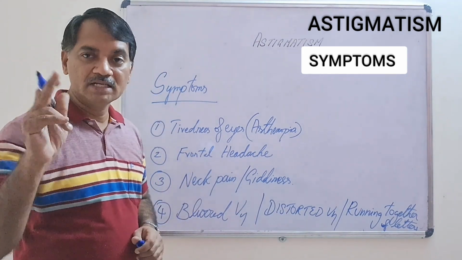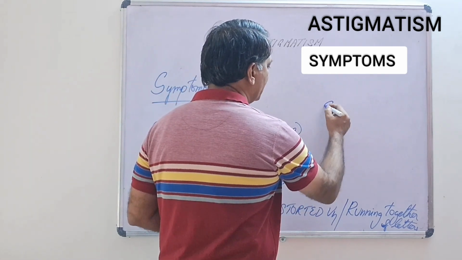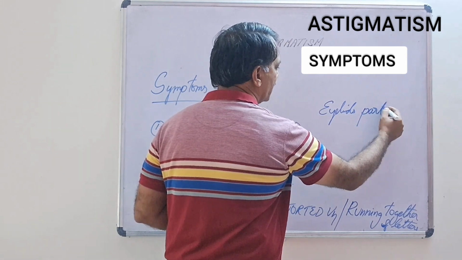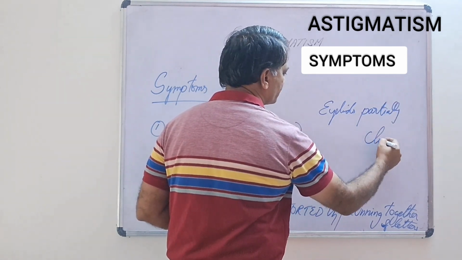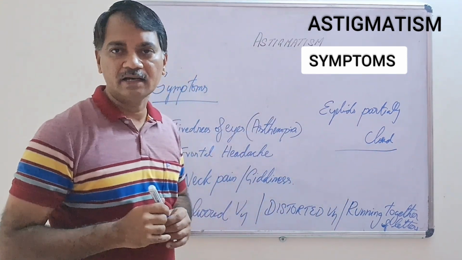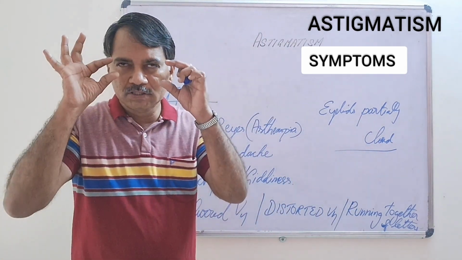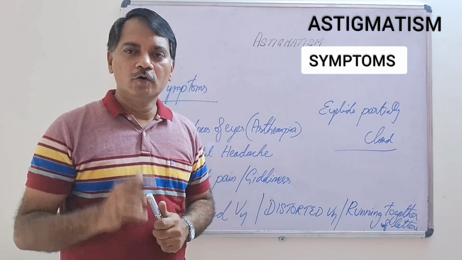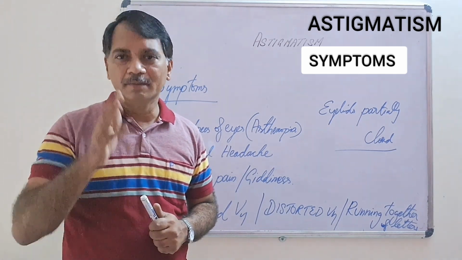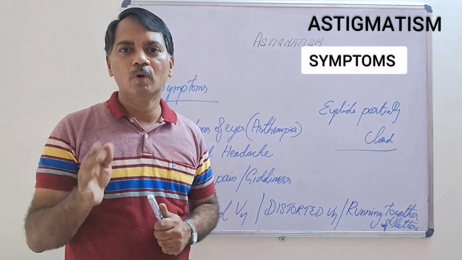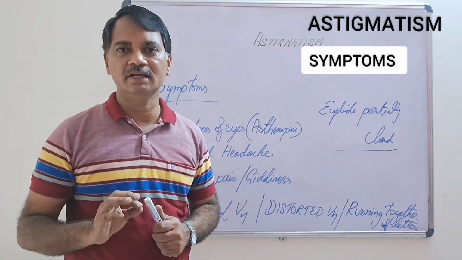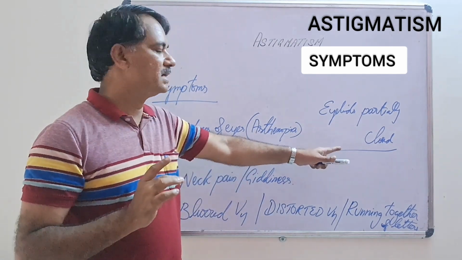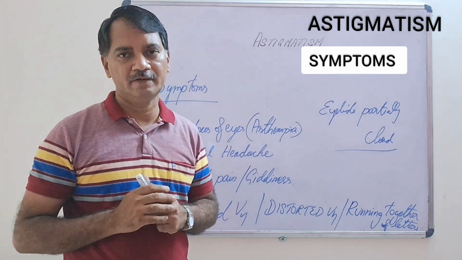Apart from that, you can see these patients having the eyelids partially closed. That is slit-like eyelids. So they will keep their eyes closed with a small opening and they will be seeing things. By doing so, they are cutting away one meridian of light rays and using only another meridian to see clearly. So that is slit eyelids. The eyelids are partially closed. So that problem they will be having.